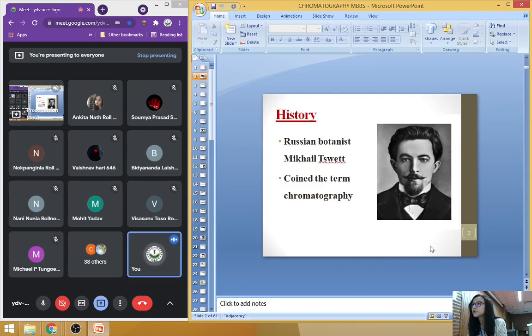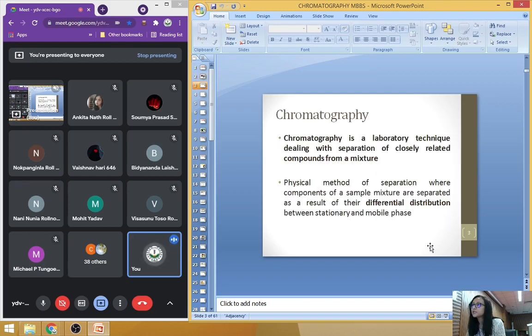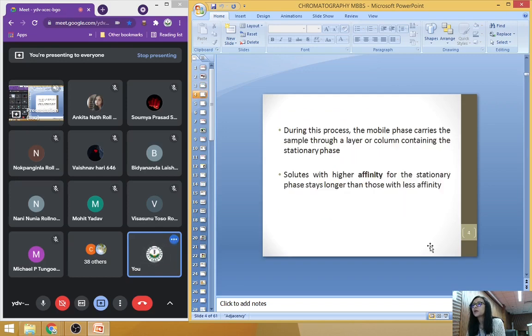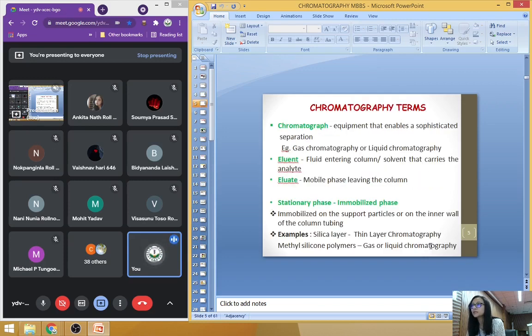So just to recapitulate, chromatography was invented by the Italian-Russian botanist Mikhail Tswett in the year 1900. Chromatography is a laboratory technique that deals with the separation of closely related compounds from a mixture. The principle is based on the differential distribution of the sample between the mobile phase and the stationary phase. The solutes or the sample with higher affinity for the stationary phase will stay longer than those with less affinity.